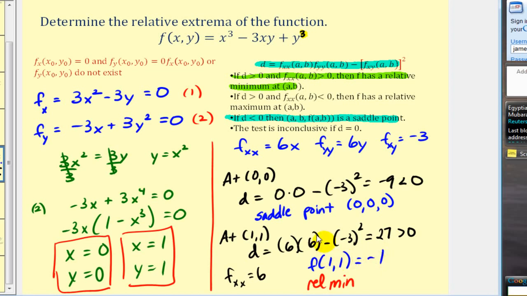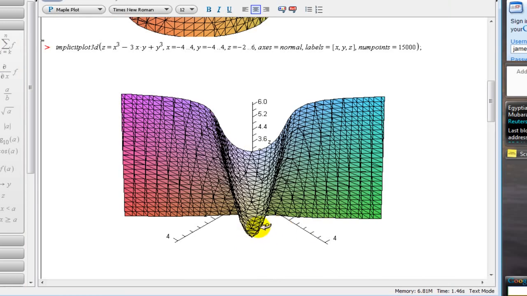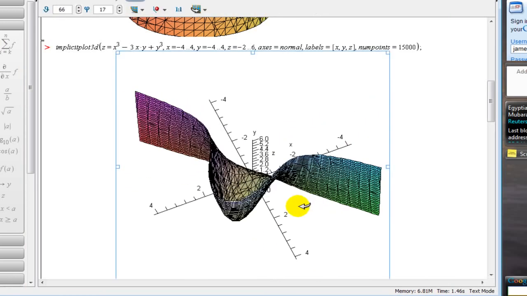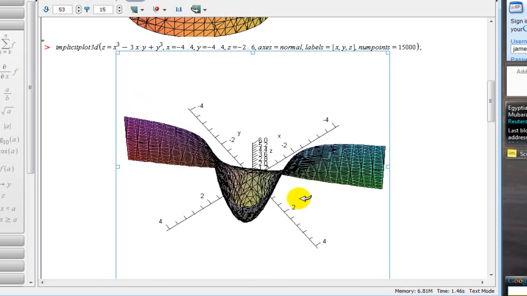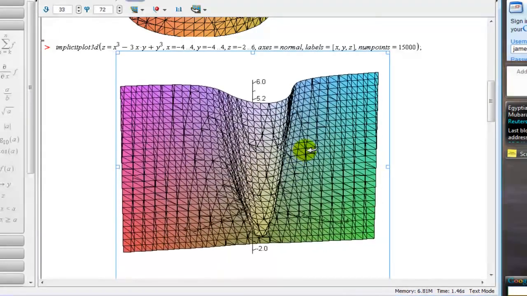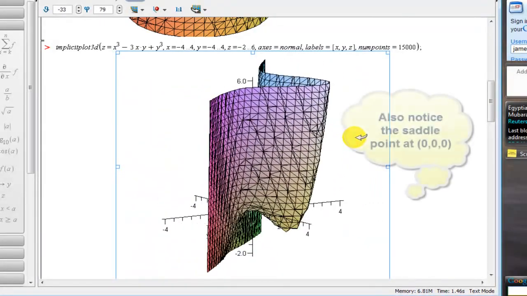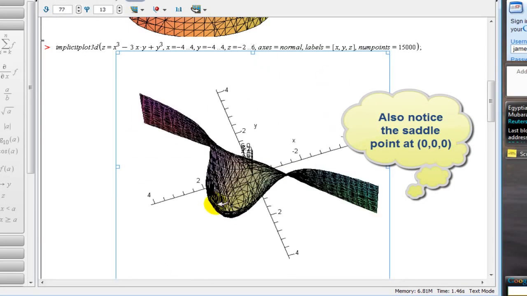Let's take a look at this graphically as well. So here's our surface. And when x is 1 and y is 1, we're actually at this point right here, and the z-coordinate would be negative 1. So that represents our relative minimum.